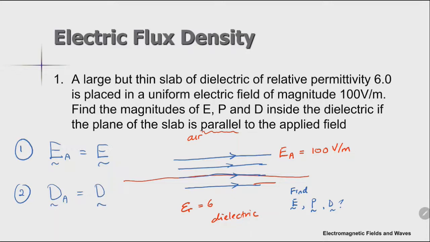So which one? EA equals to E, or is it DA equals to D? One or two? Okay, everyone agree it's one. Okay, so what's the relationship between D and E? Okay, we know that DA is equals to D. So what is DA?